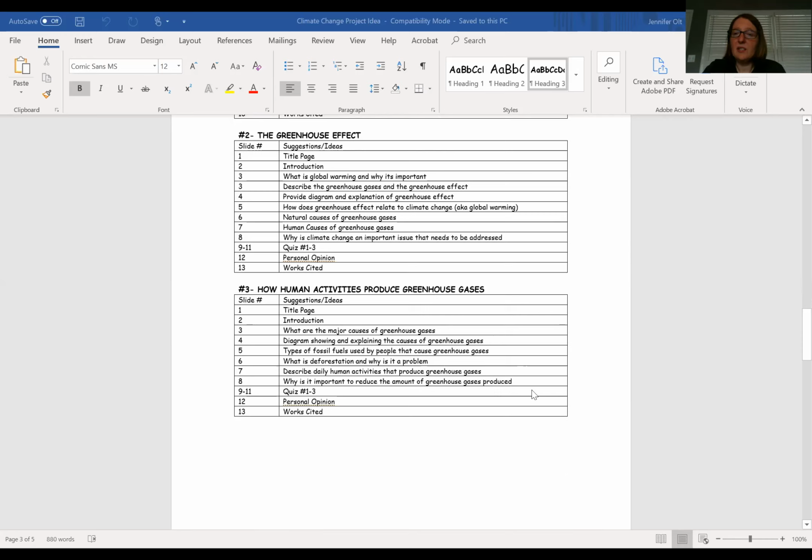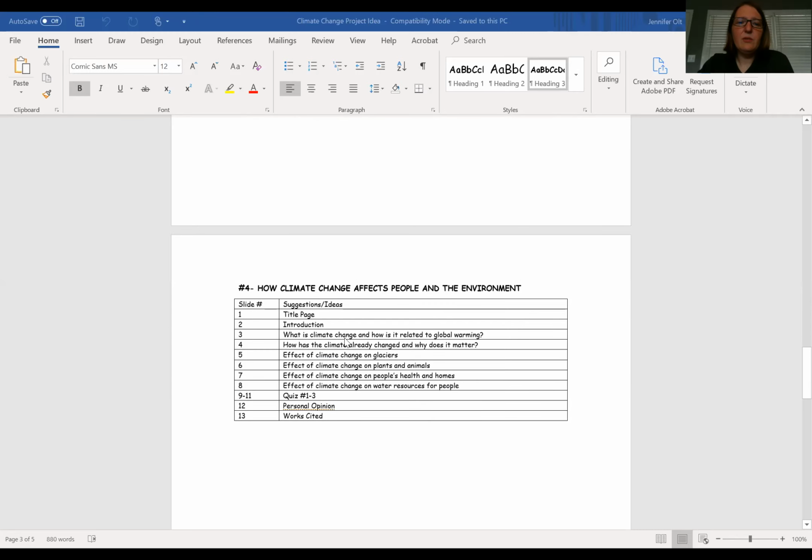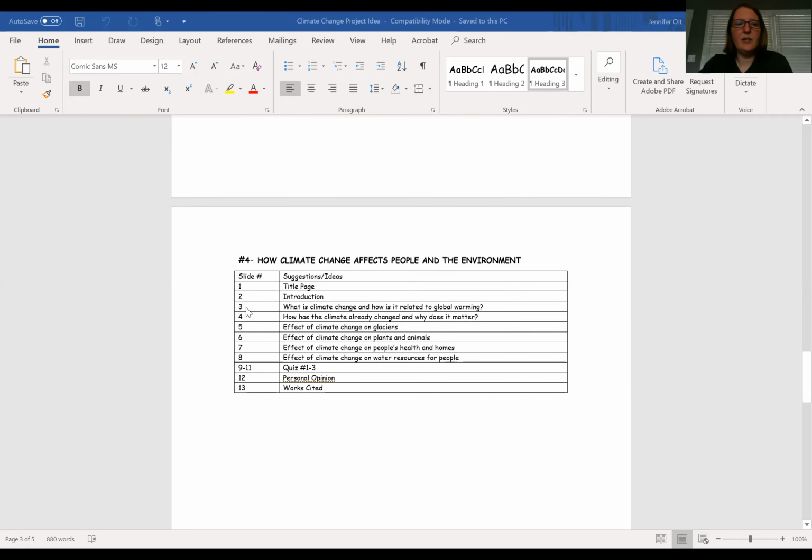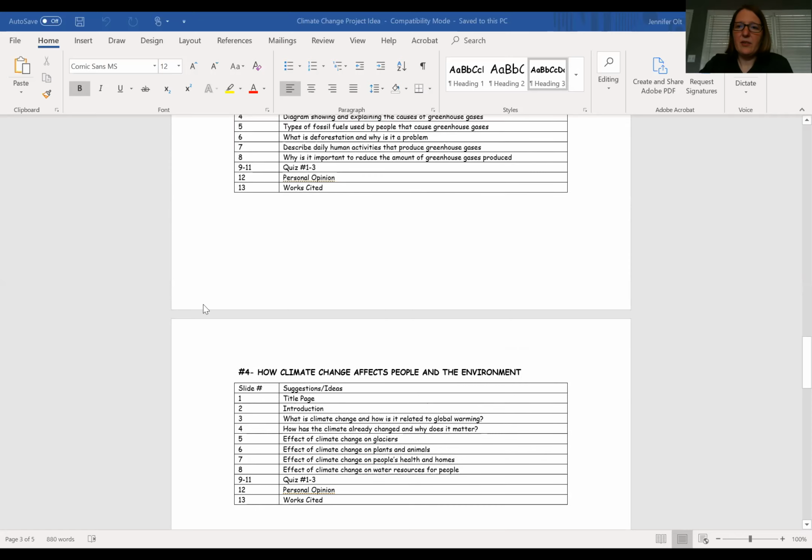If you chose how human activities produce greenhouse gases, your 3 through 5 would be: what are the major causes of greenhouse gases, a diagram explaining the causes of greenhouse gases, and then types of fossil fuels used by people that cause greenhouse gases. And if you chose number 4, your 3 through 5 would be: what is climate change and how is it related to global warming? How has the climate already changed and why does it matter? And then the effects of climate change on glaciers. You can find all of these in the directions, so make sure you look there for your 3 through 5.